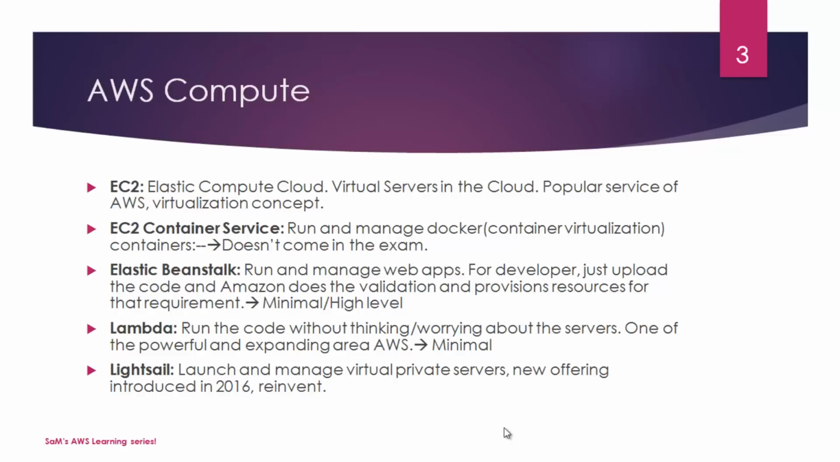And then we have something called Elastic Beanstalk, and this is very minimal. You need to only know it at a high level: what exactly is this, and what is it capable of? That's it from the exam perspective. Elastic Beanstalk is a way to run and manage web applications. If you are a developer, just upload the code, and Amazon does the code validation and identifies and provisions the underlying resources for that requirement. That's the Elastic Beanstalk offering from AWS.